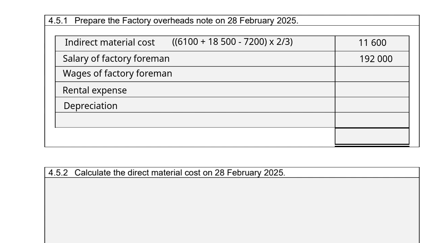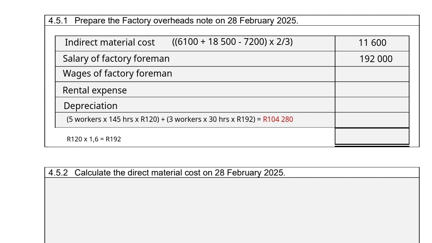Indirect wages. 5 temporary employees clean the factory at 120 Rand per hour. They work 145 hours normal time each. 3 of the employees worked 30 hours each, overtime at the normal tariff plus 60%. So this would form part of your factory overheads. If we do the calculation, our overtime rate will be 120 Rand times 1.6 to give you 192 Rand per hour for overtime.